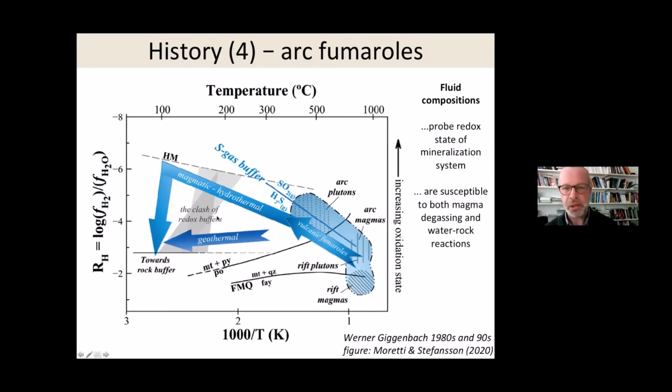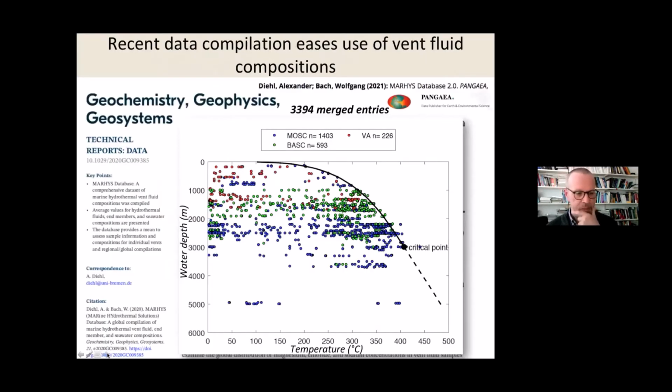And this, in a nutshell, causes some of the complexity that we see in arc and backarc hydrothermal systems that I'll be talking about next. So here I'm introducing now the MAGHUS database that Alexander Diehl put together. He's a postdoc in Bremen. And you can see it has almost 3,400 entries.